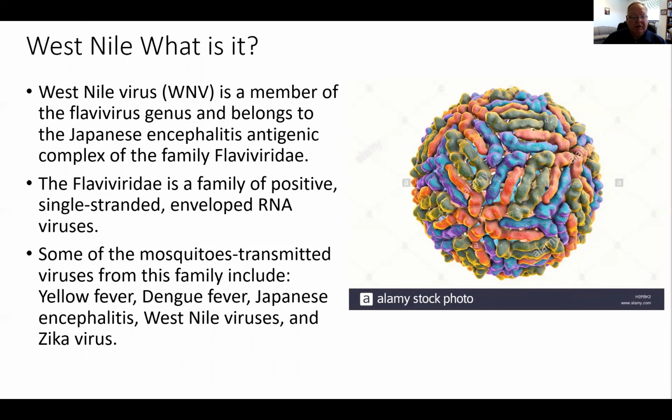It's a member of the Flavivirus genus and belongs to the Japanese encephalitis antigenic complex of the family Flaviviridae. The Flaviviridae is a family of positive single-strand enveloped RNA viruses. Some of the mosquitoes transmit viruses from the families included: yellow fever, dengue fever, Japanese encephalitis, West Nile virus, and the Zika virus, all of which are pretty devastating.